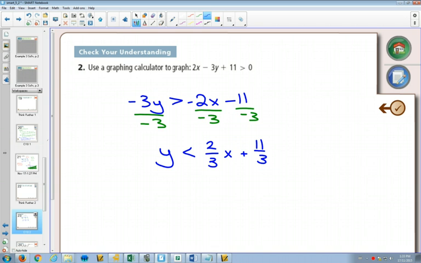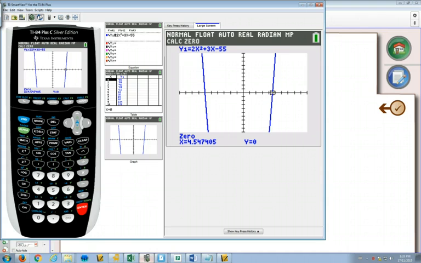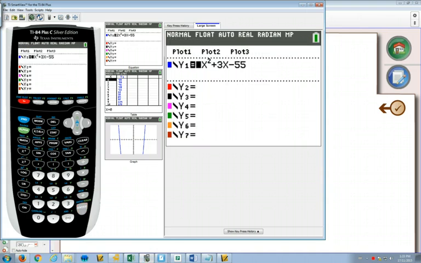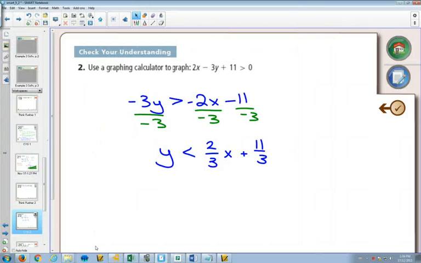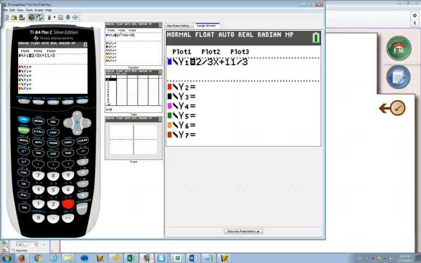So now if we go to our graphing calculator, we can type in this line. And so what do we have? 2 divided by 3x plus 11 over 3. Did I make any mistakes? Just check my line. Nope. So now I can graph that line.